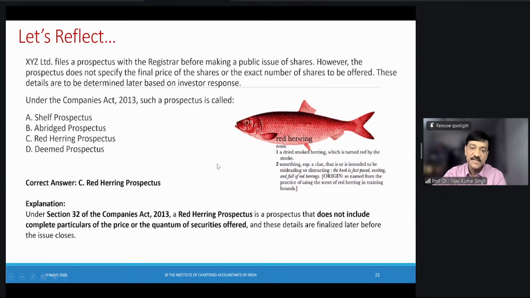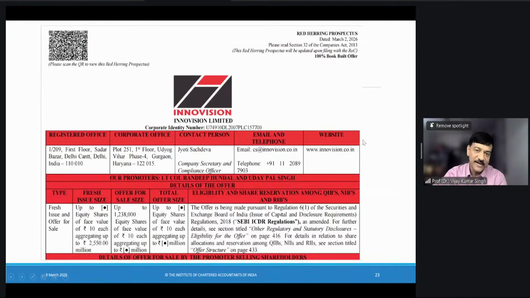Generally, in a red herring prospectus, you find this highlighted in red like this. In the previous prospectus, you saw it was blue, but here it is red. So wherever you see this particular document, a red herring prospectus will have a red highlight like this. This is another example of a red herring prospectus. I hope you could see it. This is a document which is taken from SEBI's website.